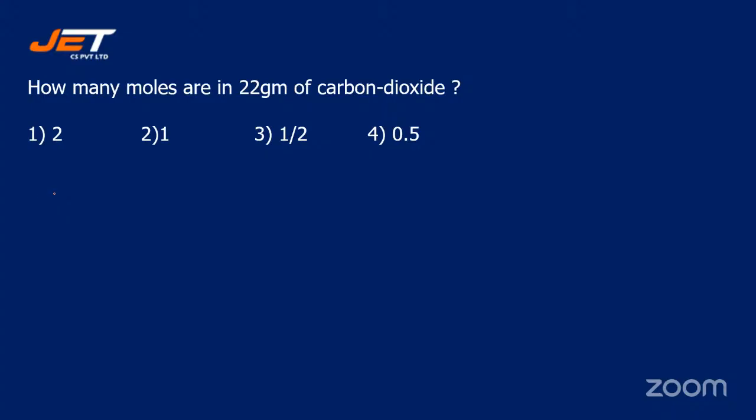So let us calculate the molar mass of carbon dioxide. Carbon's mass number is 12, oxygen's is 16. Since two oxygens are there here, it is 32. So when you are adding 12 plus 32, what is the total molar mass? It is 44 grams per mole. This is the molar mass of carbon dioxide.